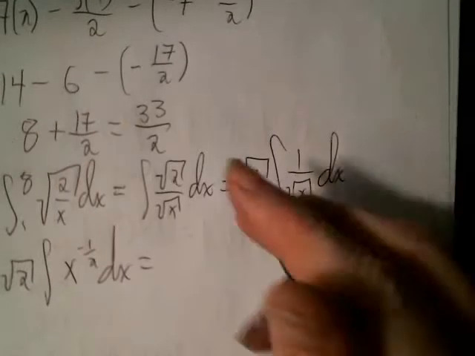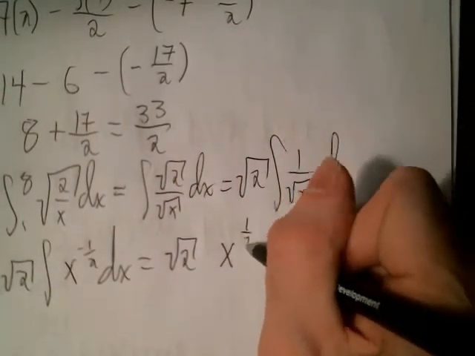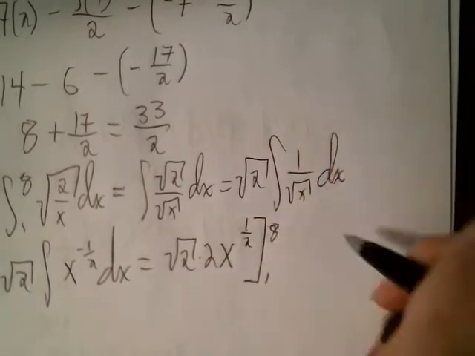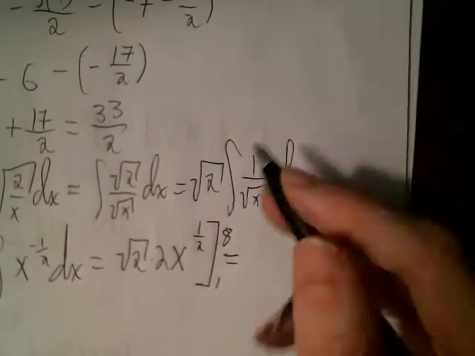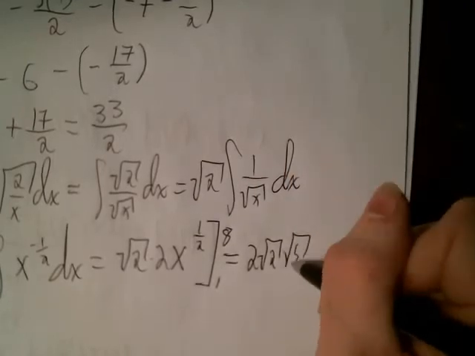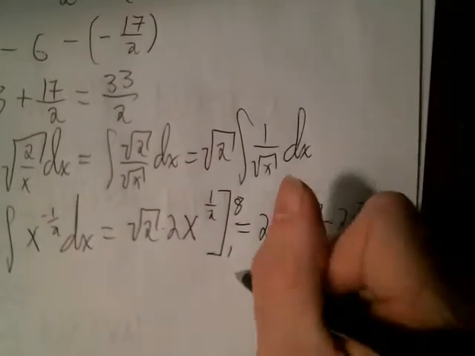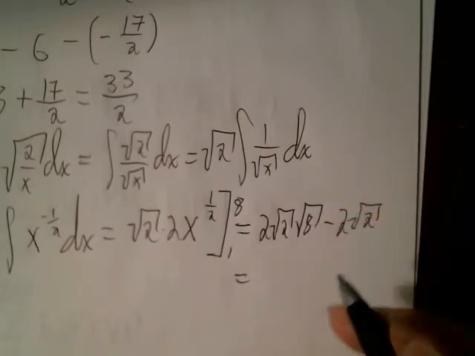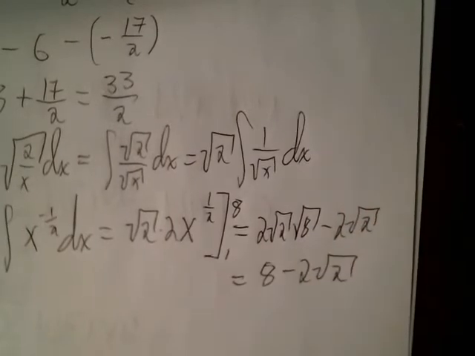Then I want to find its antiderivative, so I have root 2 times x to the negative 1/2 plus 1 is 1/2. Divided by 1/2 is the same as multiplying by 2. And I need to evaluate from 1 to 8. So I plug 8 in first, so I have 2 root 2 times the square root of 8 minus 2 root 2 times the square root of 1, which is just 1. Square root of 8 is 2 root 2. 2 root 2 times 2 root 2 is 8. So I get 8 minus 2 root 2, and that is it.